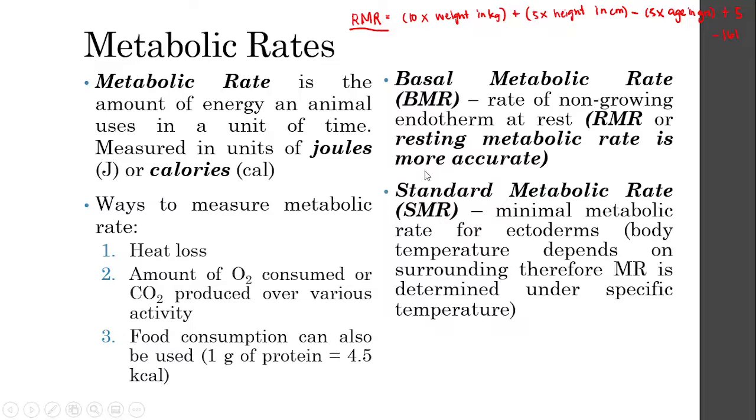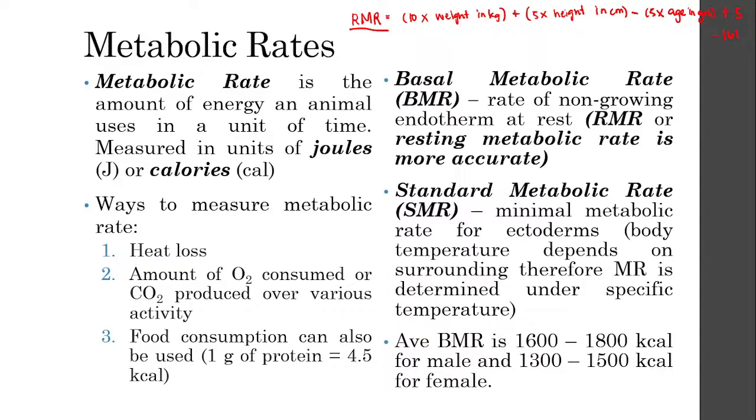Ectotherms, on the other hand, have a different minimal metabolic rate. The minimal metabolic rate for an ectotherm is called an SMR, or standard metabolic rate. The reason that they are different is because ectotherms are dependent on the surrounding temperature. Their body temperature is dependent on the temperature of their surroundings. Therefore, the metabolic rate of an animal, specifically an ectotherm, changes depending on the temperature. So you can measure their standard metabolic rate under a specific temperature.